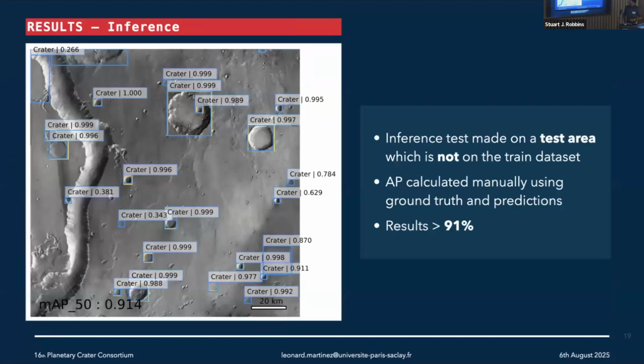Here is the result of an inference made on an independent image in the test area, and you can see that it's pretty satisfying by sight. There are still some errors here on the edge, but we can say that it's normal because of a lack of context.